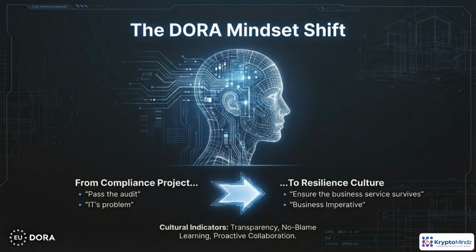DORA is really asking for a mindset shift. Not how do we pass the audit, but how do we keep critical services running no matter what? When resilience is treated as IT's problem, you usually get minimal controls and lots of finger pointing. When it's a business imperative, executives, operations, risk, and vendors are all part of the solution. The cultural signals are clear: transparent reporting of weak spots, no-blame learning from incidents, and proactive collaboration across teams before, during, and after disruptions.